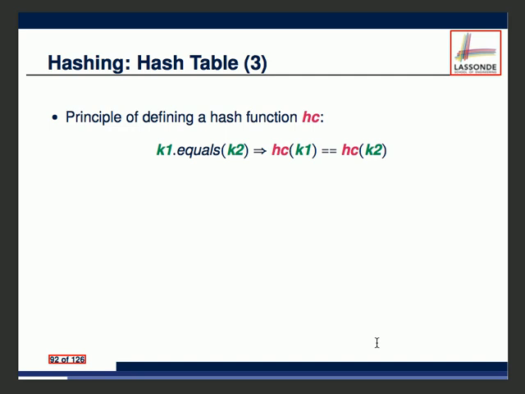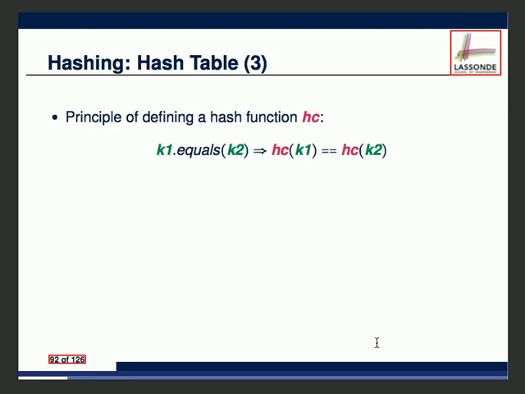Okay, let's focus on that. Over here, I have an implication. If K1 and K2 are keys and they are equal, then their hash code must be the same. That's the only principle you have, which means the same keys must have the same hash code.